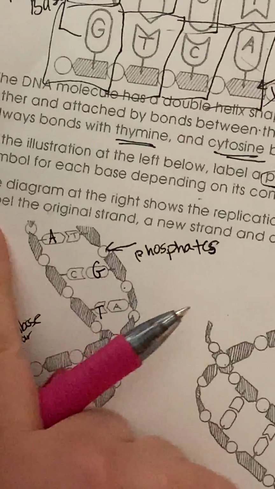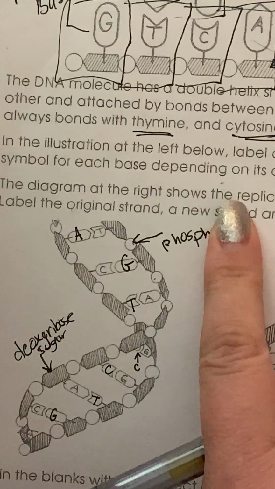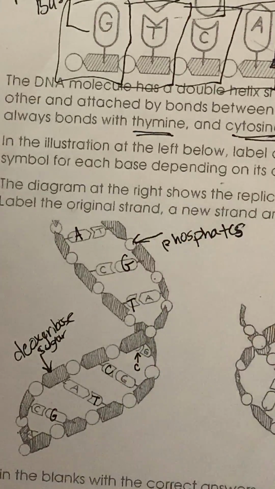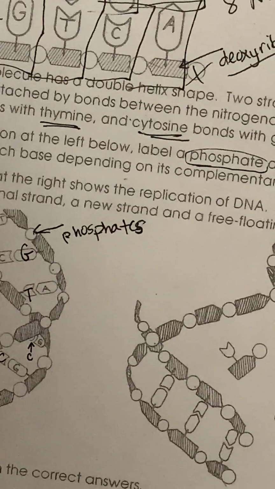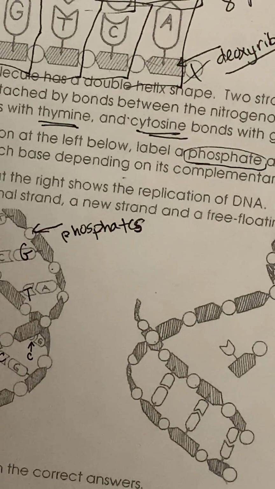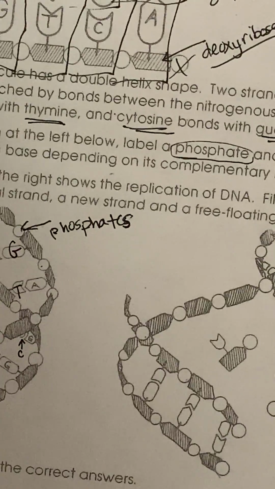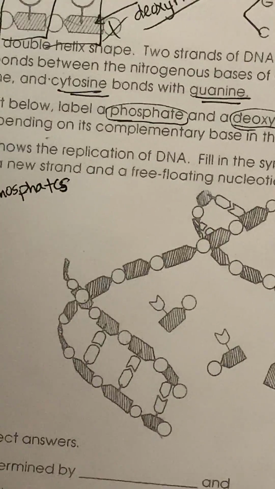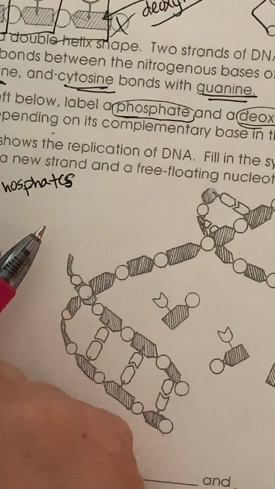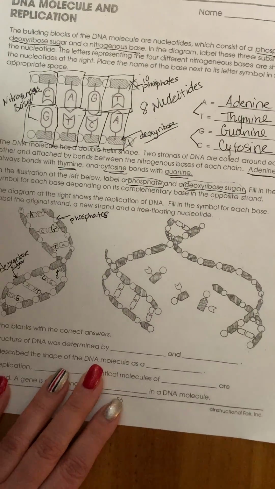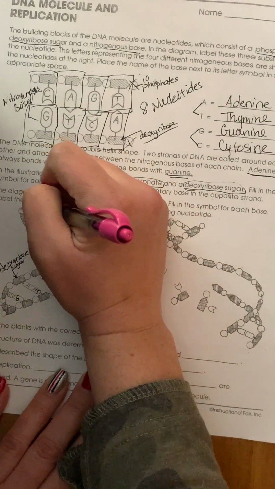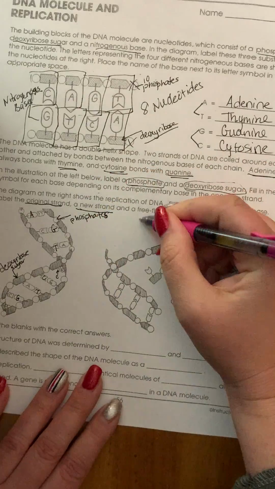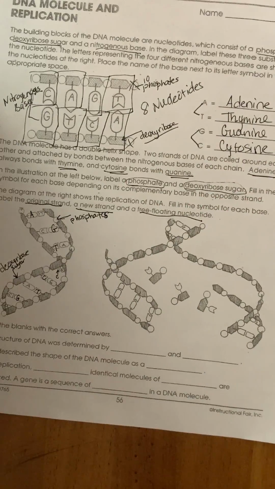This side, however, it says the diagram at the right below shows the replication of DNA. So this is the first part we're going to talk about in our genetics unit. Fill in the symbol of each base and label the original strand, the new strand, and the free-floating nucleotides, okay?